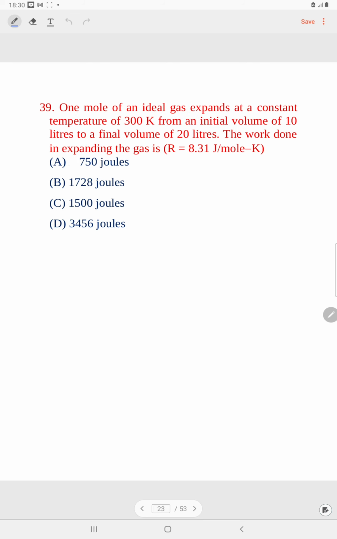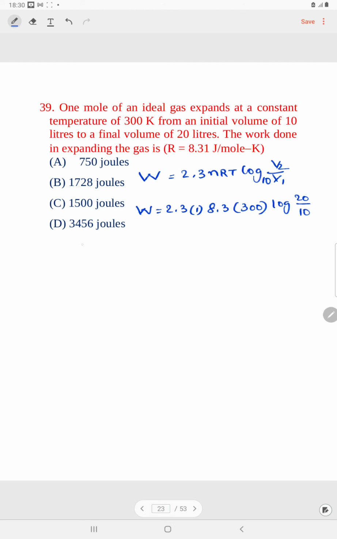1 mole of an ideal gas expands at a constant temperature of 300 Kelvin from initial volume 10 to a final volume 20. What is the work done in expanding the gas? It's again a direct question, students. Work done expression is 2.3 into nRT into log V2 divided by V1 to the base 10.